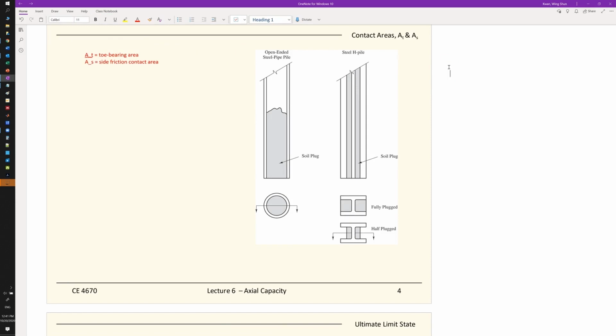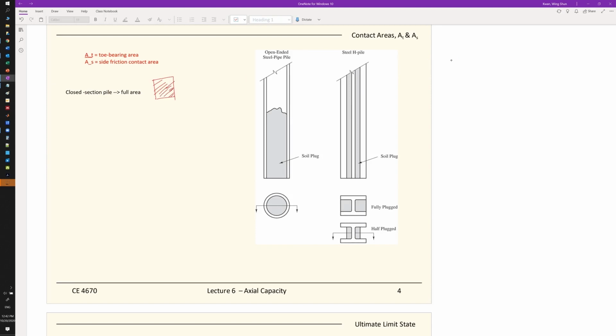So at least for the toe area, when you have close-section piles, for example, we can consider the full area. What does it mean by close-section piles? Imagine you have a concrete drilled shaft. The whole cross-section area is like a solid.